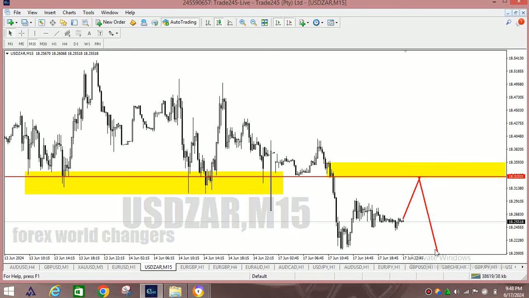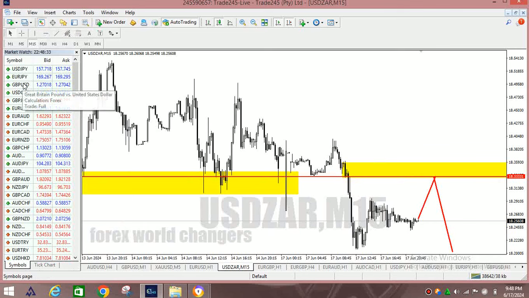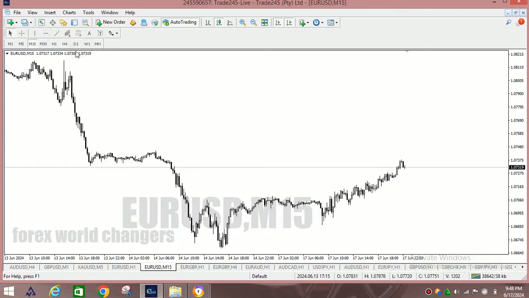So I saw the same key level on the Euro USD. This is the Euro USD. If you see the Euro USD using the same theorem that we've spoken about, always look at your left hand side, because your left hand side determines what is going to happen on your right hand side. So the history is very important on Forex. So if you can see, the same thing applied.